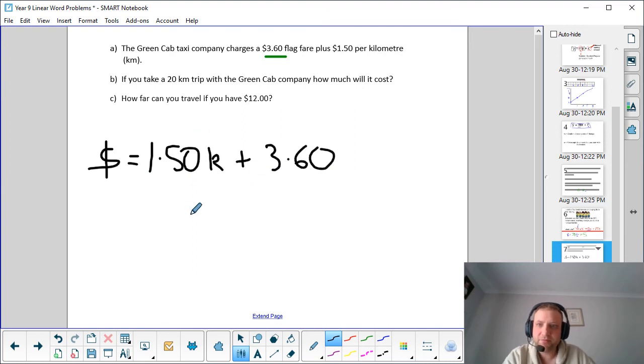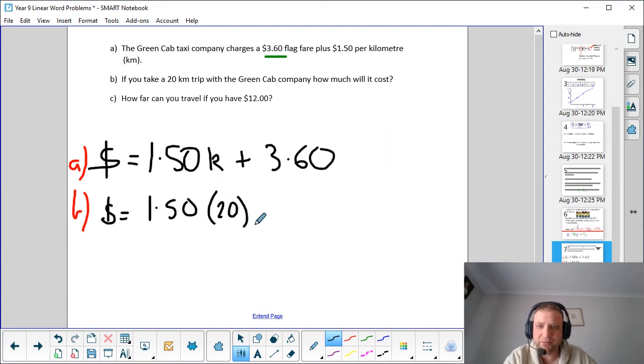For part B, we're going to ask you to just do a simple calculation. If we take a 20-kilometer trip with the taxi company, how much will it cost? So for part B, this was A. For part B, all we want to do is we want to know how many dollars, try and show your working out, if we go 20 Ks, right? So I'm putting the number 20 where K was, right? It's 20 kilometers, and it's as simple as going $1.50 20 times, right? They're being times together, plus $3.60. That means my dollars, right? You get your calculator out, and it's $33.60.